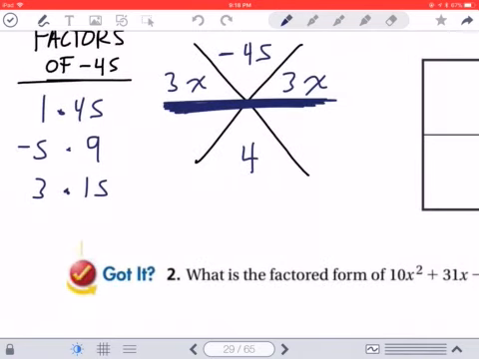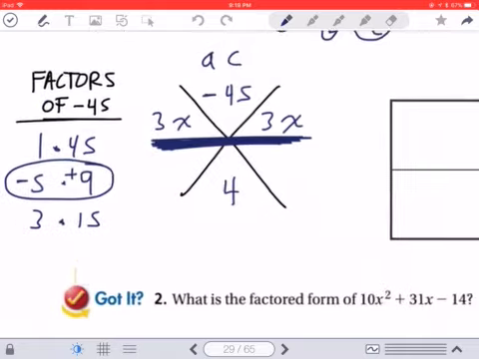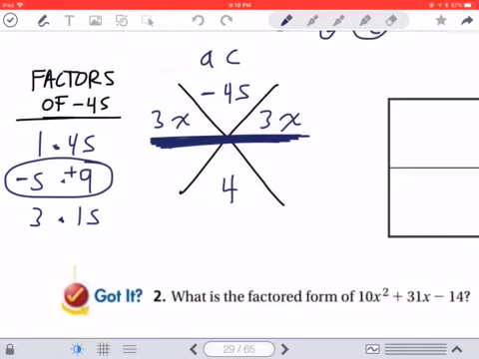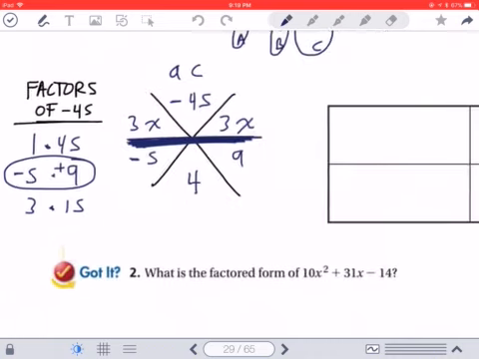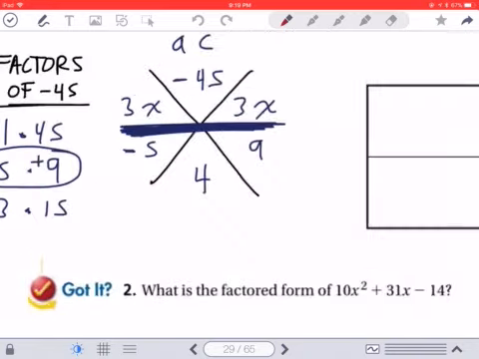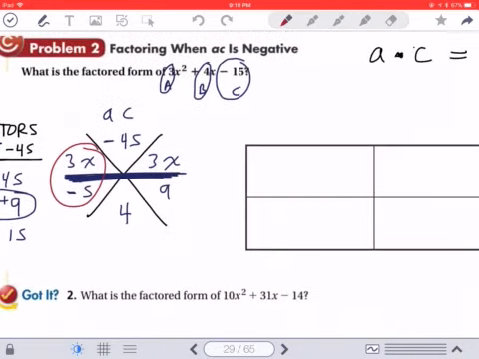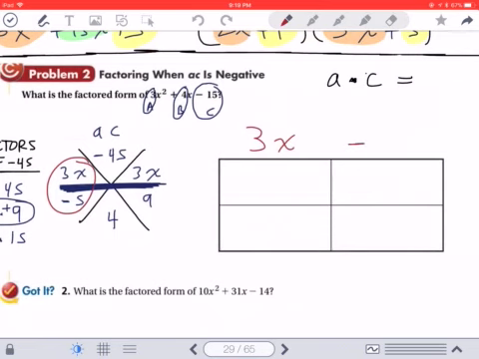Well, if I make this a negative and make this a positive, that's going to give me the winning combination there. Negative 5 and 9 is going to be 4. So this is going to factor into a negative 5 right here and a positive 9 right there. And then I have to look and see if I can reduce anything. So this is 3x minus 5. Can't reduce that. So I know that that is a factor.